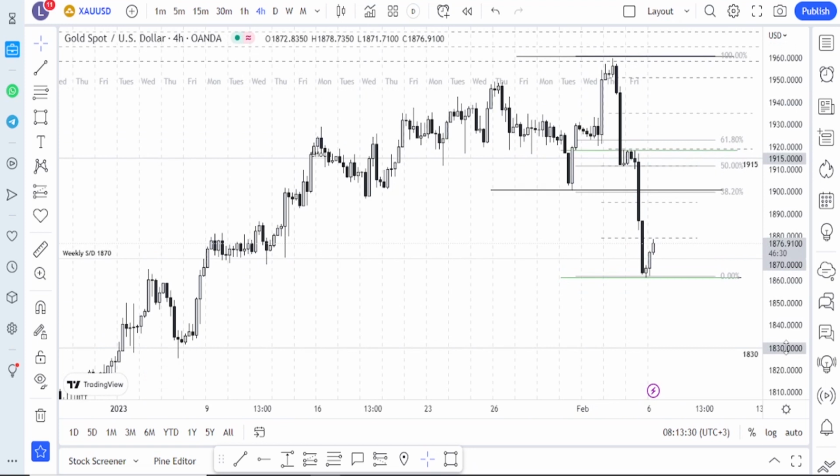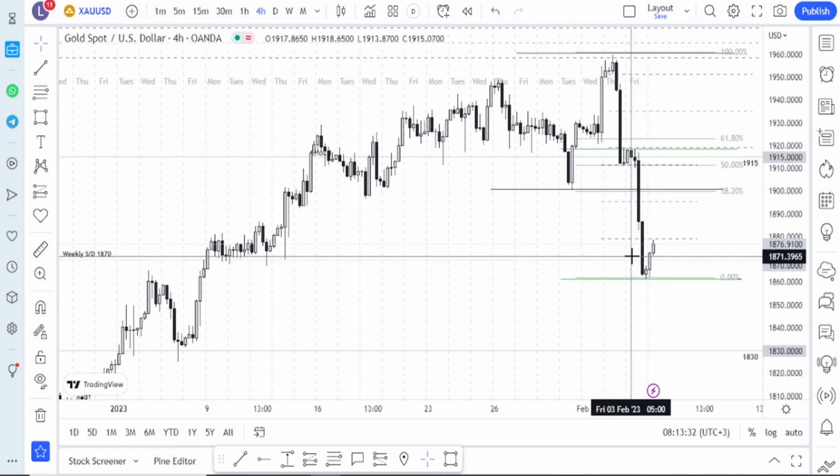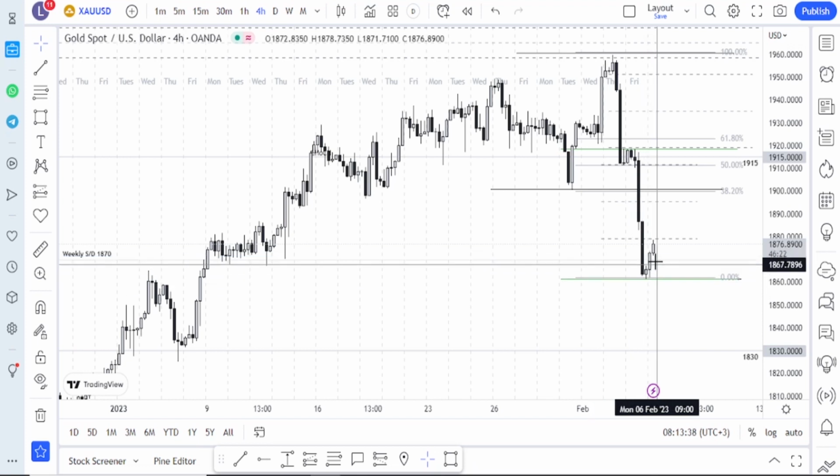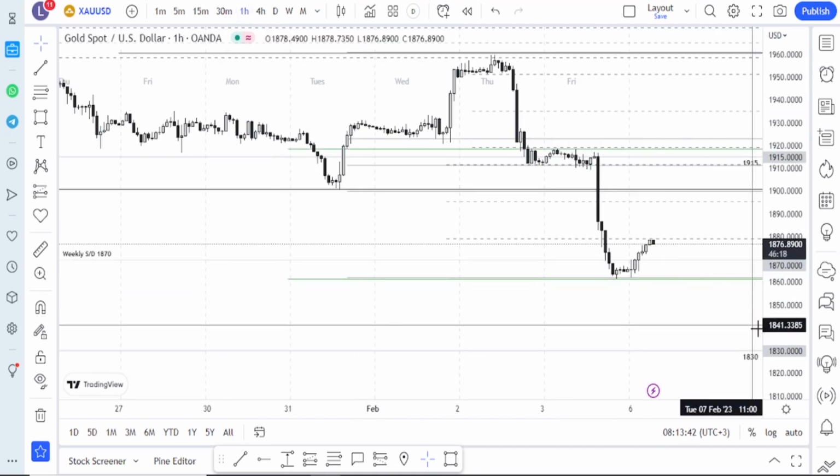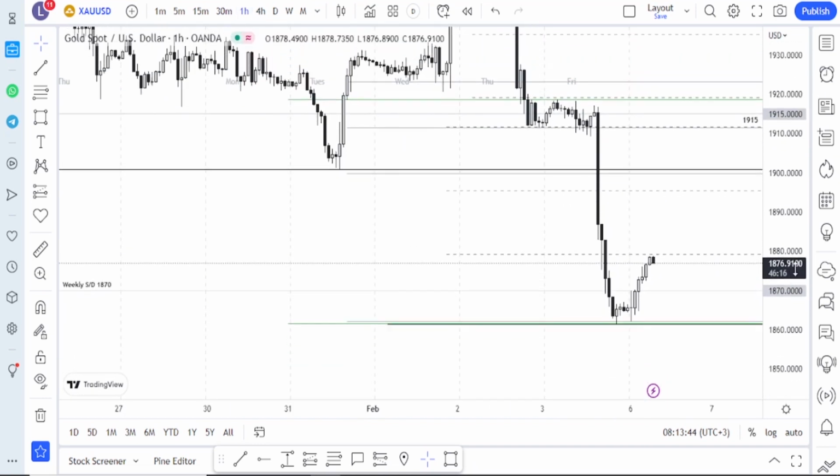So now you can see that price has come to this 1870 level of supply and demand and is rejecting. So it has formed an engulfing candlestick. So I'd expect a small retracement prior to the market continuing with the down move.